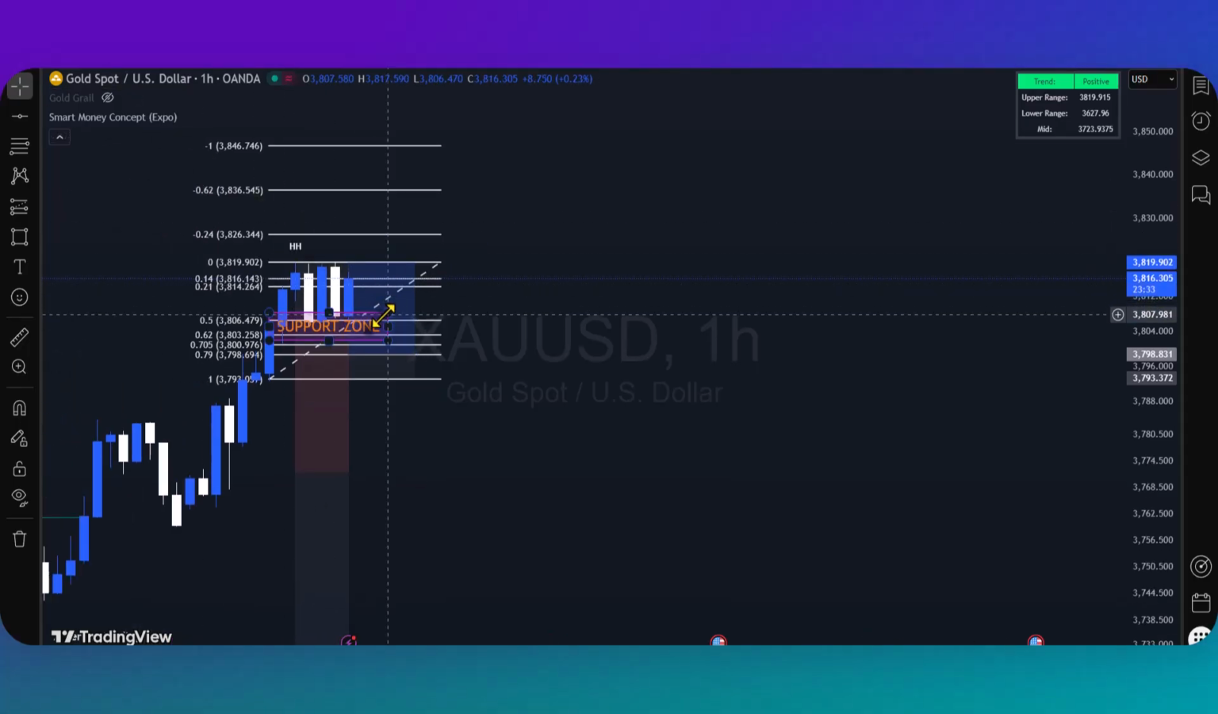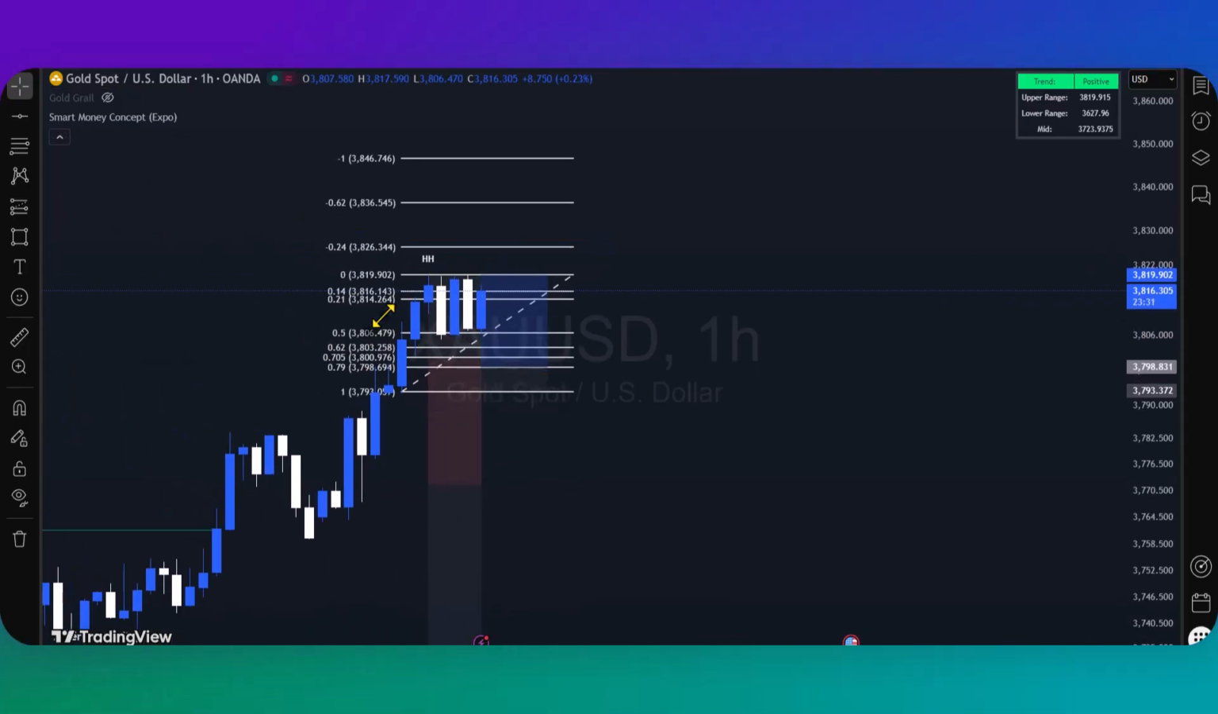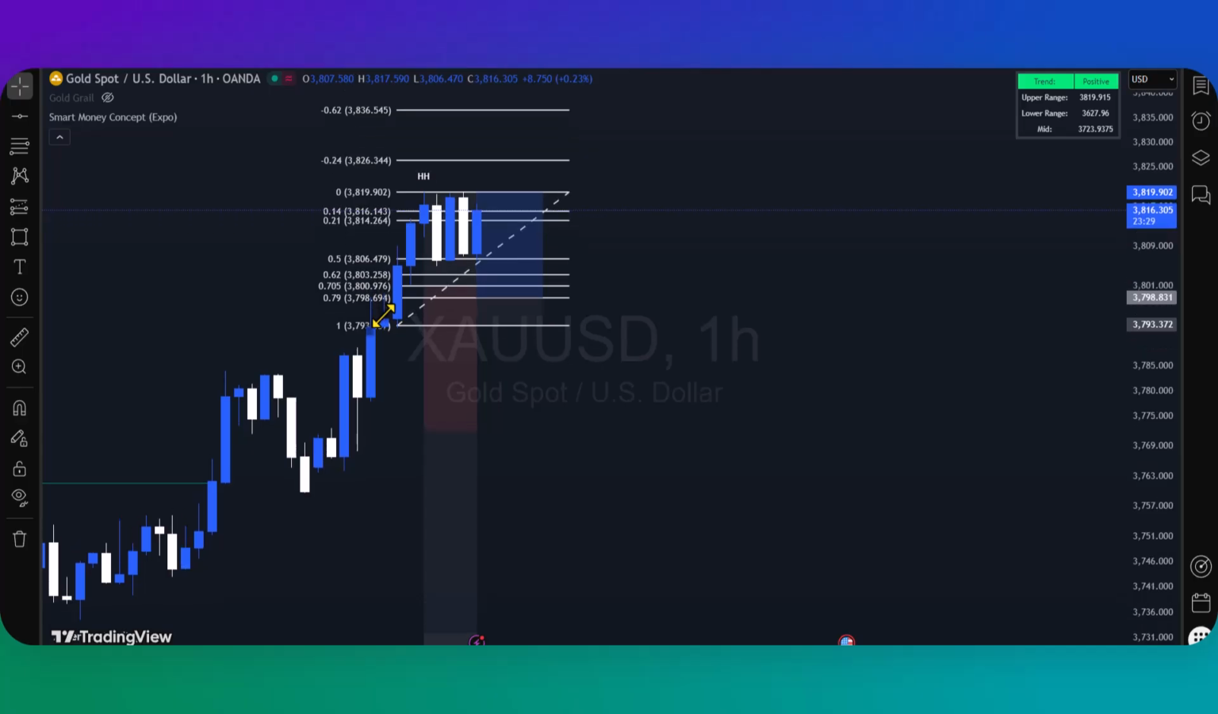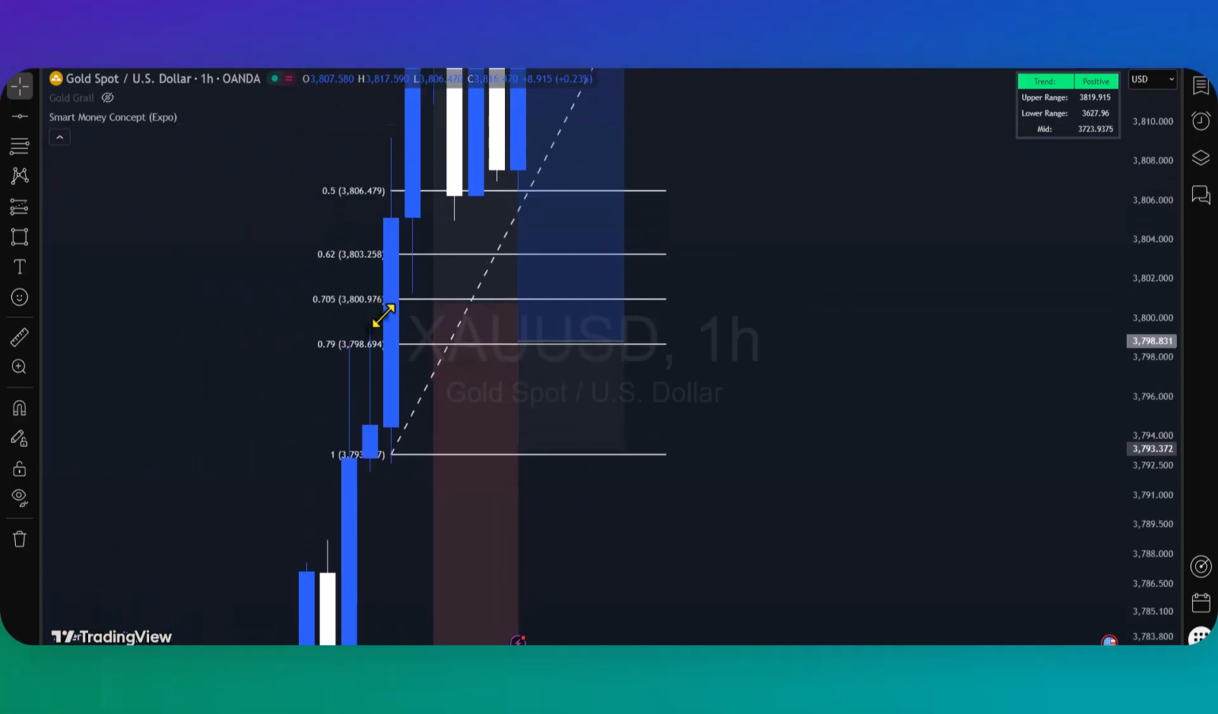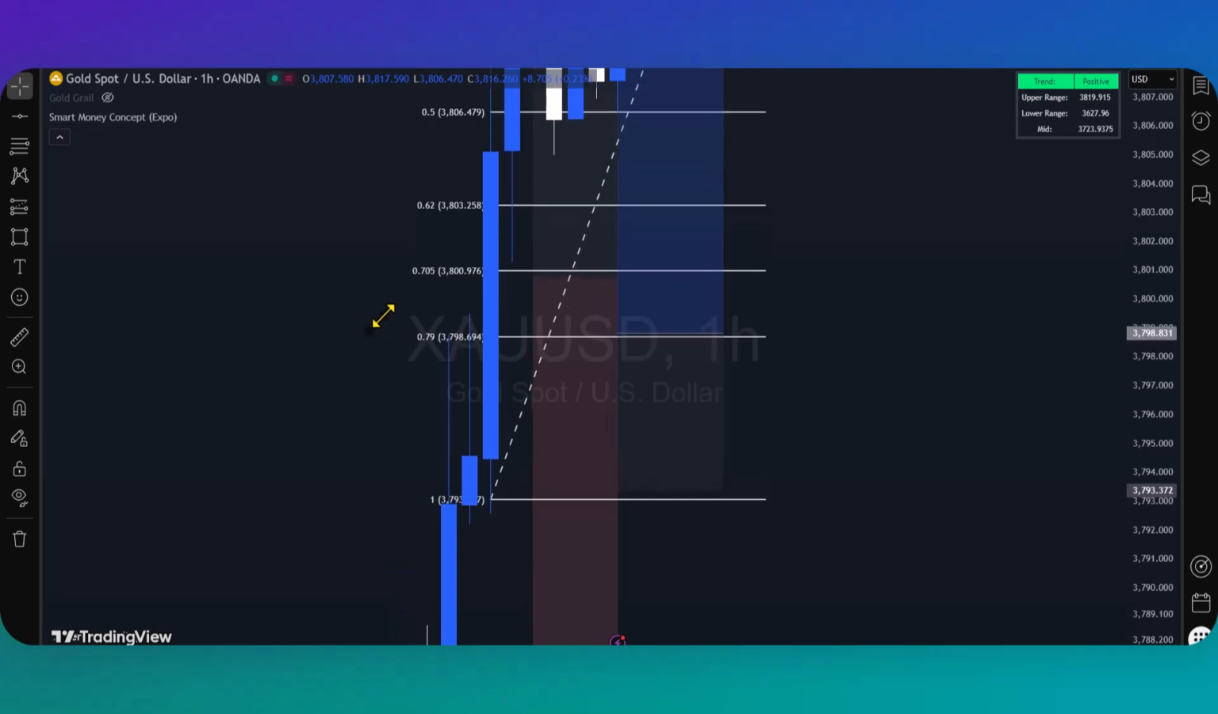And let me remove this. And if you should notice, there's a fair value gap here. Let me just draw out the fair value gap zone.